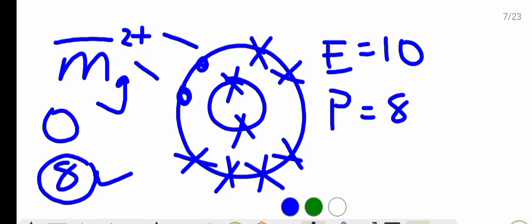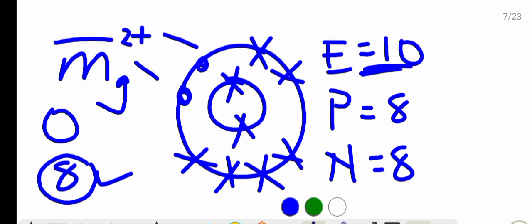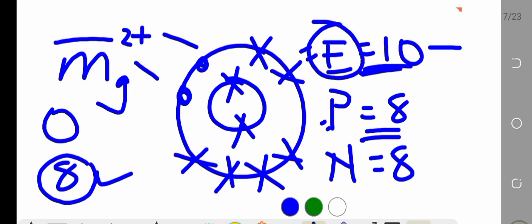Protons still 8. Neutrons still 8. So if we observe here, we're going to see that the number of electrons is now more than the number of protons. Hence, the positively charged particles are less than the negatively charged particles. So which ones are dominating? We find that electrons, the negatively charged particles, are dominating. Hence, the whole atom becomes negatively charged.